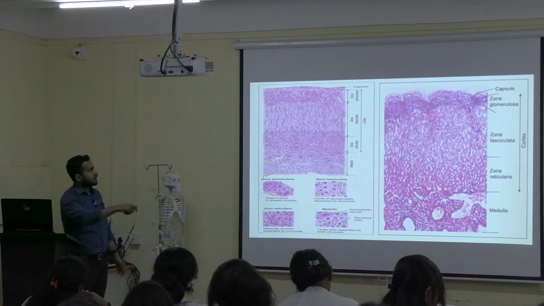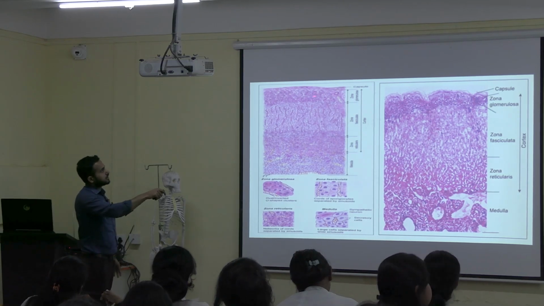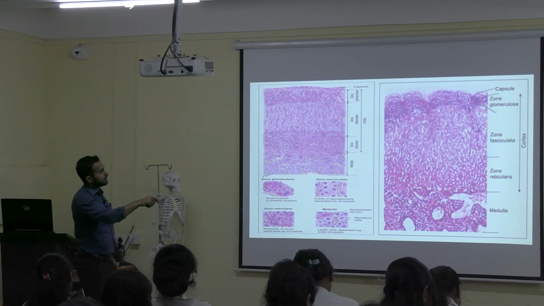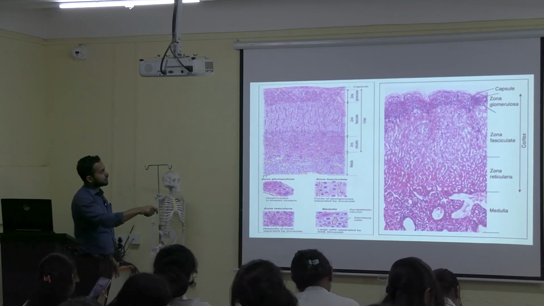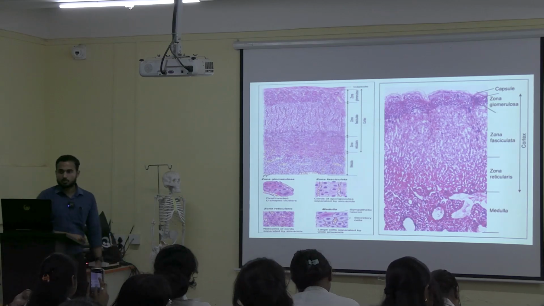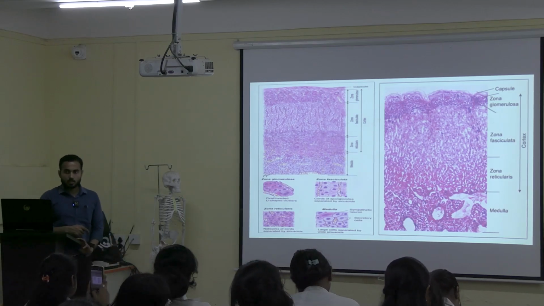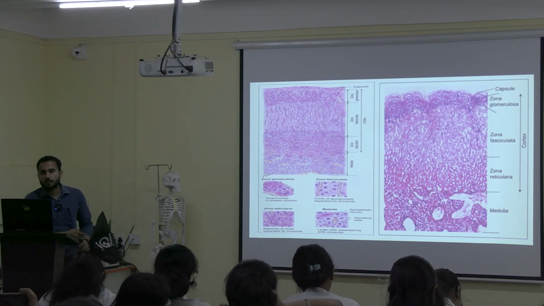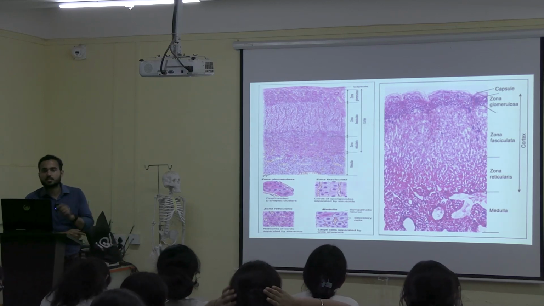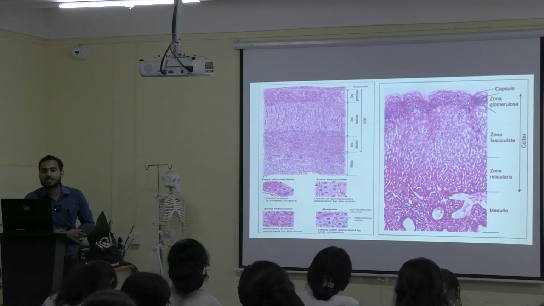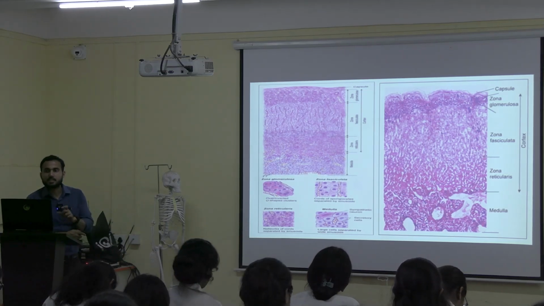Next, here you can see three different zones. This is the zona glomerulosa, this is the zona fasciculata, and this is the zona reticularis, and this part is the medulla. Now, how will you differentiate these three zones? Depending on the arrangement of the cells.